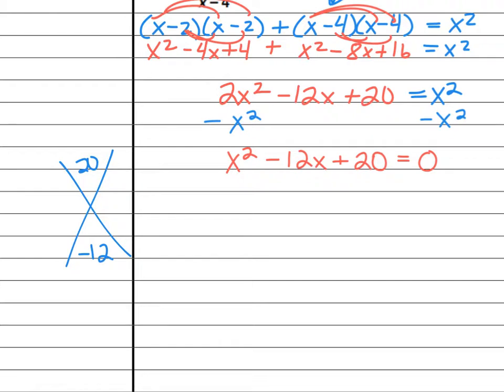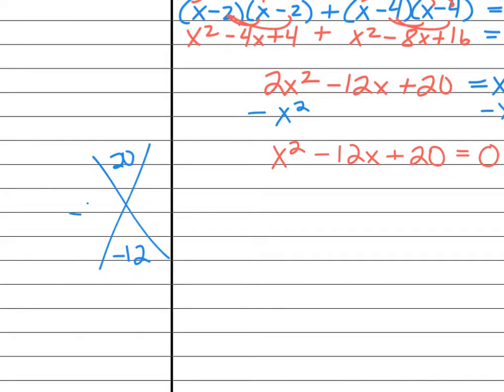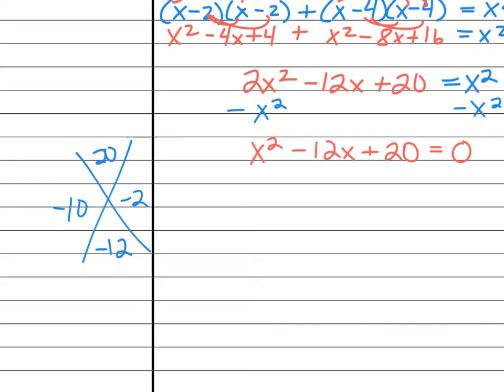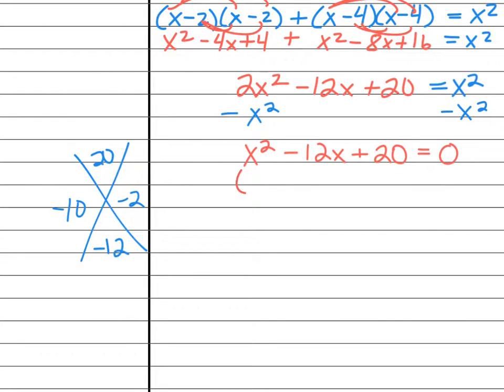Like DJ said, you could move the 20 to the other side and then complete the square. But since it's already factorable, that's a little quicker, so I'm going to do that instead. Okay, write your factors. x minus 10 times the quantity x minus 2 is equal to 0. So we get x is equal to 10 and 2. Yay!